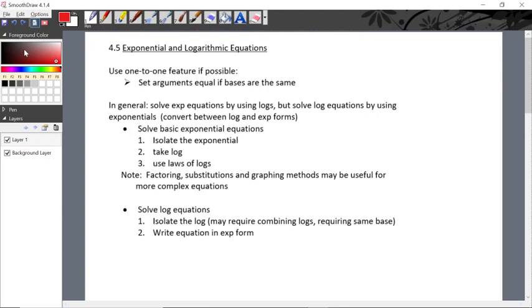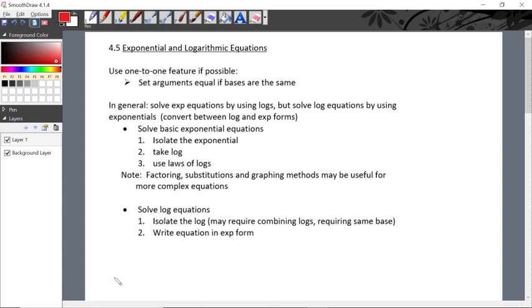In section 4.5, we're solving exponential and logarithmic equations by applying what we've learned about exponential and logarithmic functions. Part of what we learned was that when the bases are chosen appropriately, these functions will be one-to-one, and we can use that one-to-one feature, if possible, in order to solve some exponential and logarithmic equations.